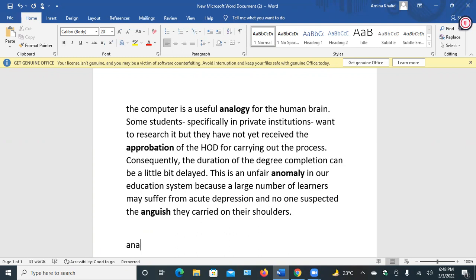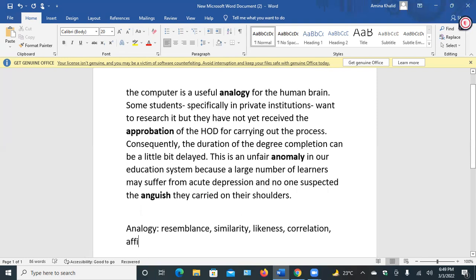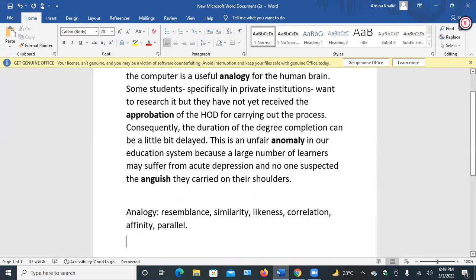The first word is analogy. It means resemblance, similarity, likeness, correlation, affinity. We discussed this word already. Deep affinity, emotional attachment, affinity, parallel. The second word is anguish.